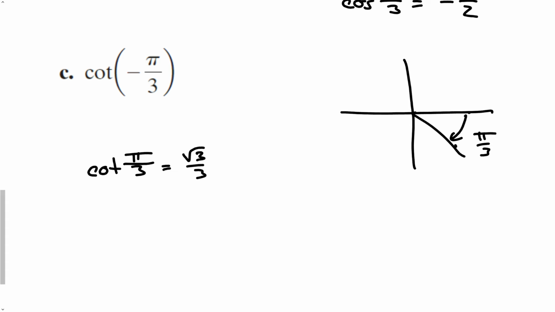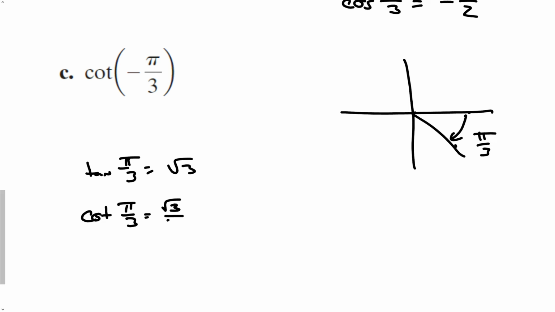Again, something that you have to remember, and we can get that. Let's not jump right to that for a second. The easier thing to do would be to find the tangent of pi over 3, which is definitely something you have to remember, which is radical 3. And that makes the cotangent of pi over 3 the reciprocal, which is radical 3 over 3.